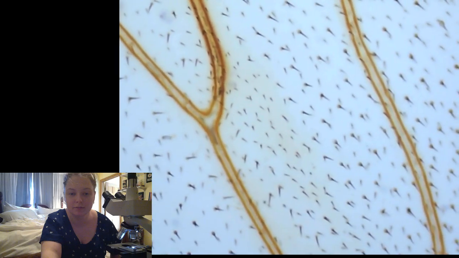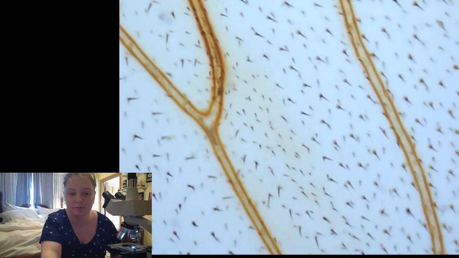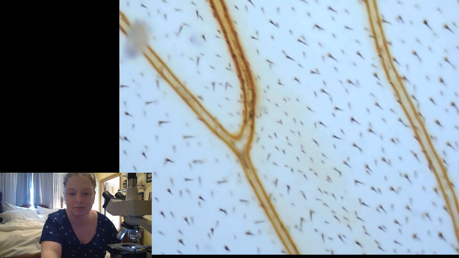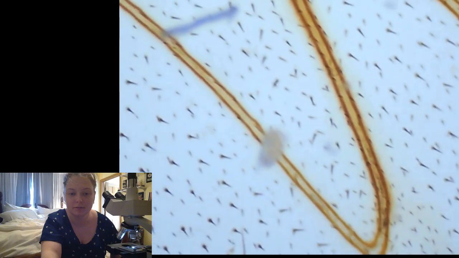This is neat. I really am obsessed with these little spiky bee thorns on its wing. This is super cool.